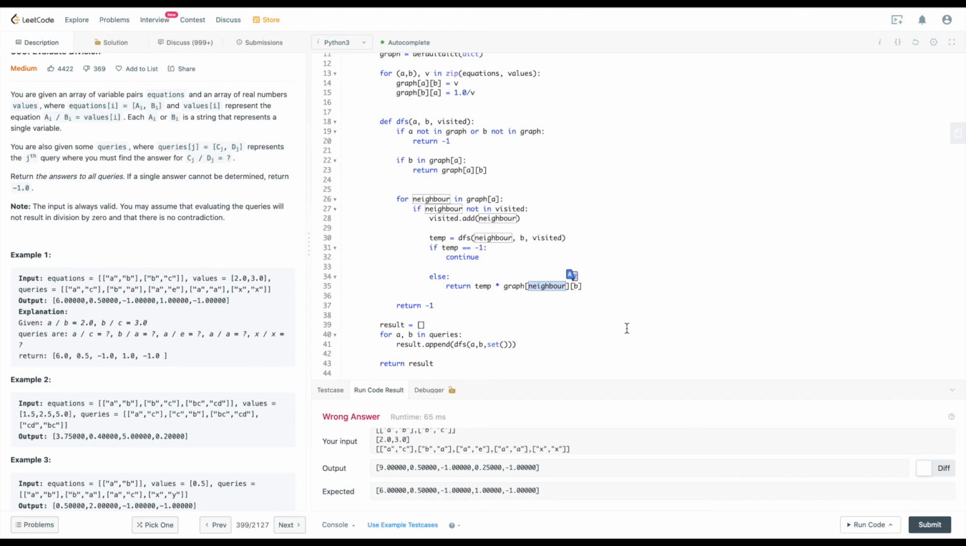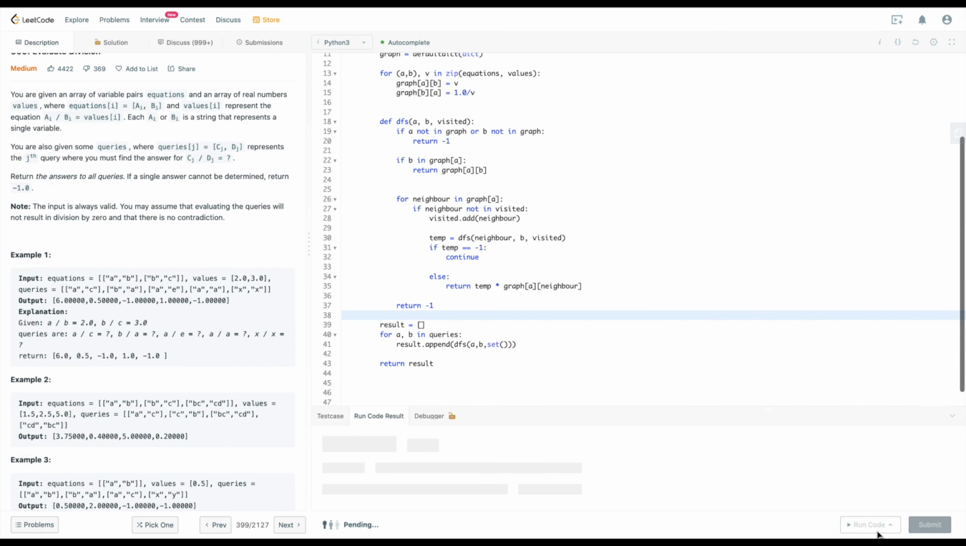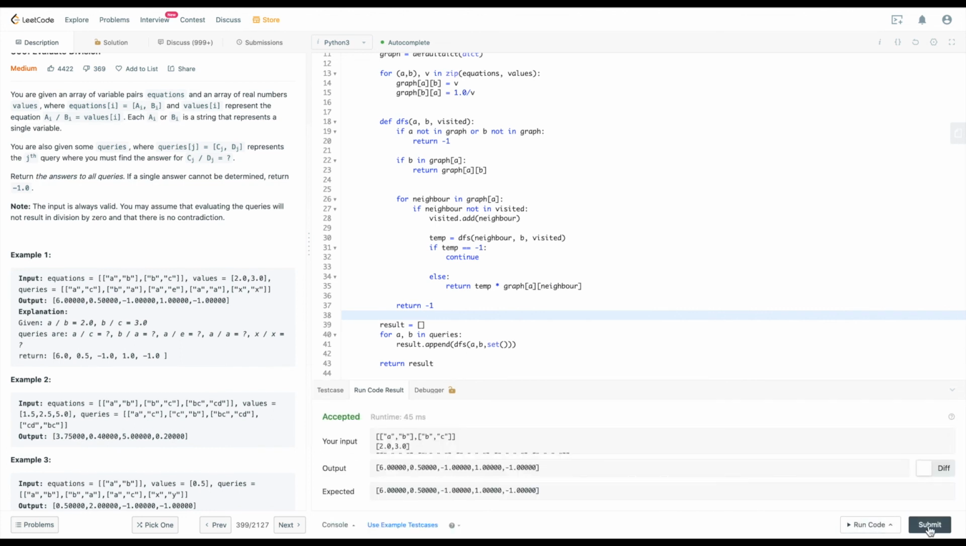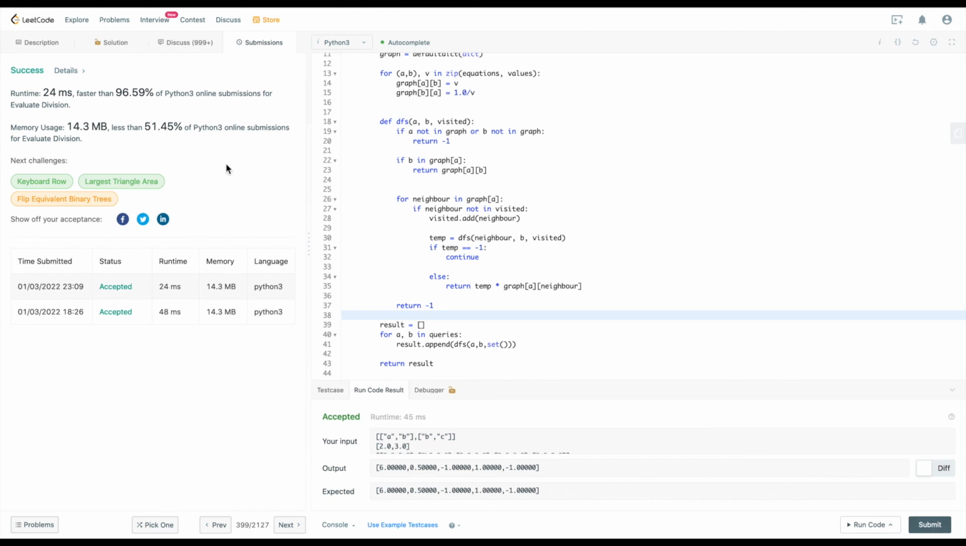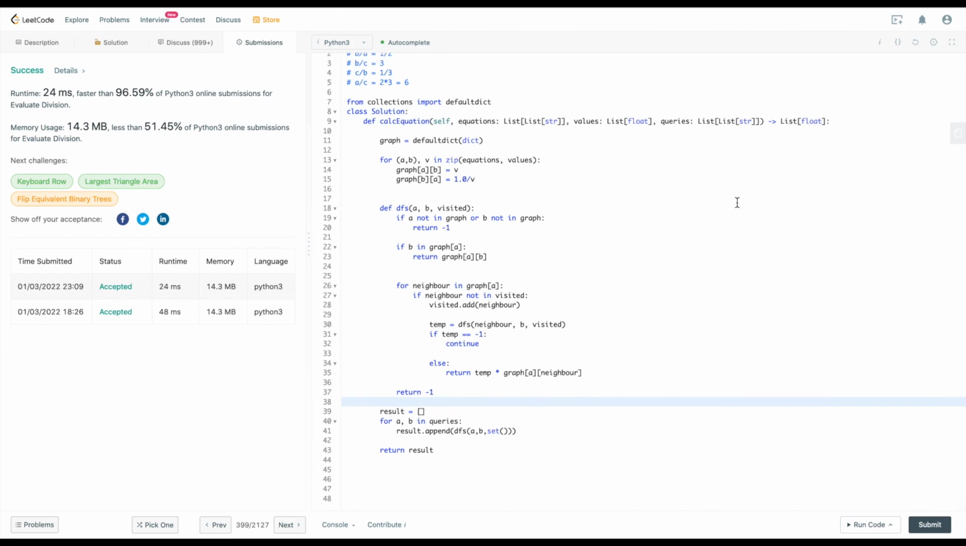So this shouldn't be neighbor B, it should be graph[A][neighbor]. So it multiplies its original to its neighbor, and then it multiplies whatever neighbor to the next neighbor until we reach B. So it'll be a product of all these things that we multiply to itself. And this should be the correct code. Yeah. Wow, it's actually faster than 96.59%. Please let me know if you have any questions. Thank you for watching.